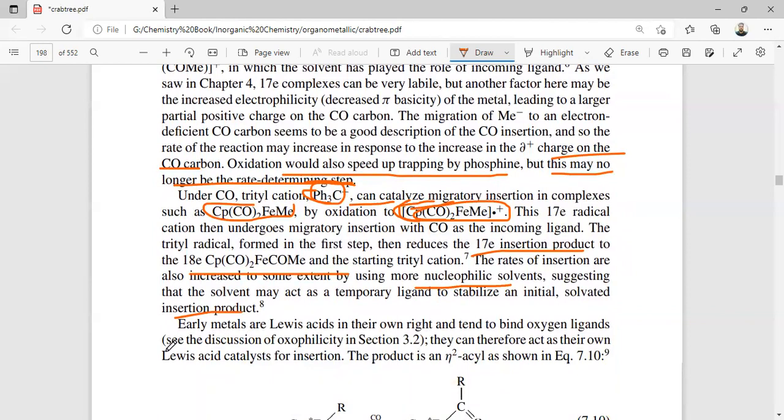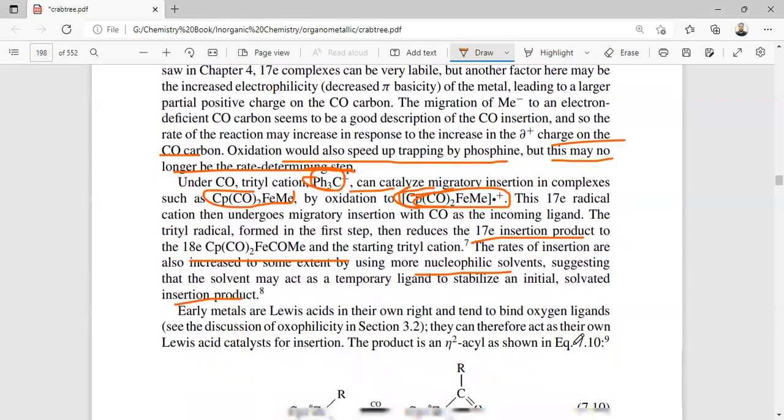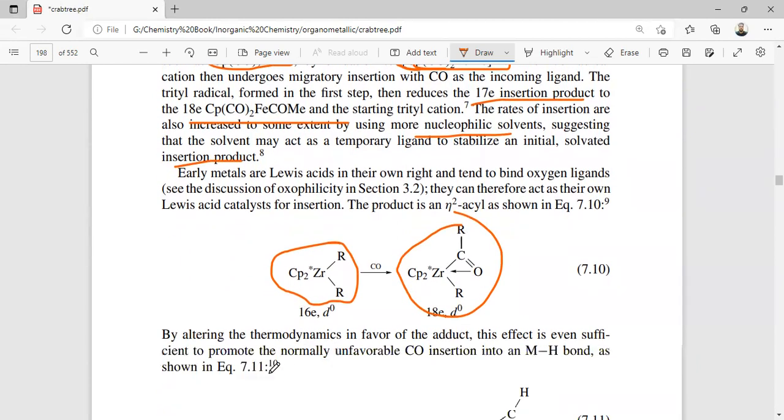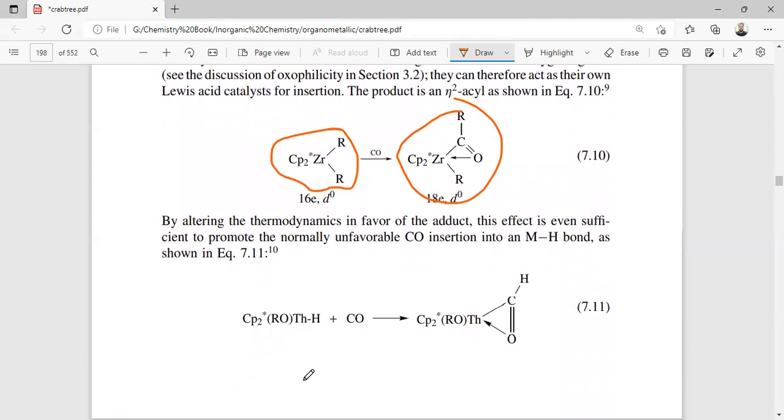Early metals are Lewis acids in their own right and tend to bind the oxygen ligand. They therefore accelerate the reaction by their own Lewis acid catalysis, giving the product eta-2-acyl as shown in the following. So here this zirconium complex also speeds up the insertion because these types of metals are Lewis acidic in nature. So here the migratory insertion will happen to form this eta-2-acyl product. By altering the thermodynamics in favor of the adduct, this effect is even sufficient to promote normally unfavorable CO insertion into the M-H bond, as shown for Cp*.